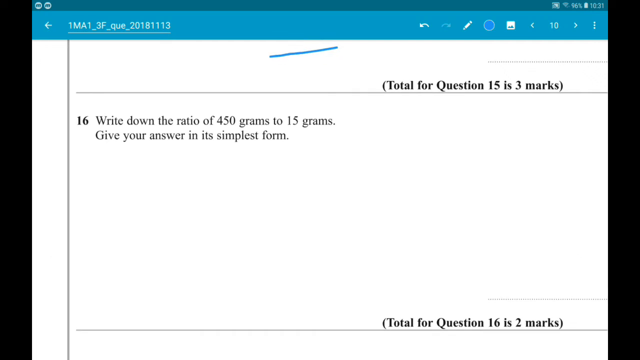Okay, number 16. We want to write down the ratio of 450 grams to 15 grams. Give your answer in its simplest form. So, we have 450 grams. Now, because we're doing grams to grams, we don't actually need the grams in the ratio. So we can just write this as 450 to 15.